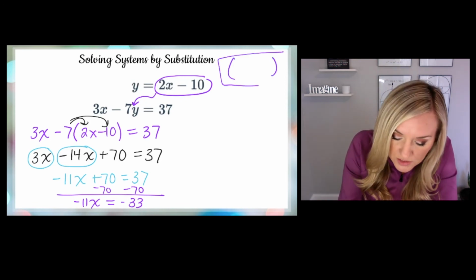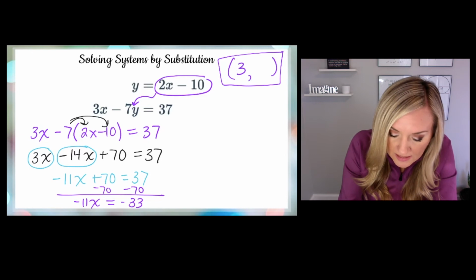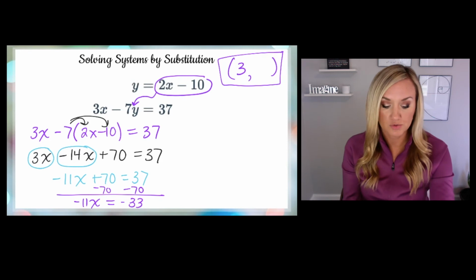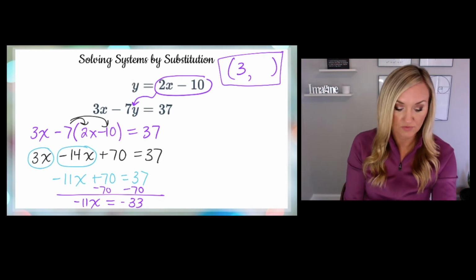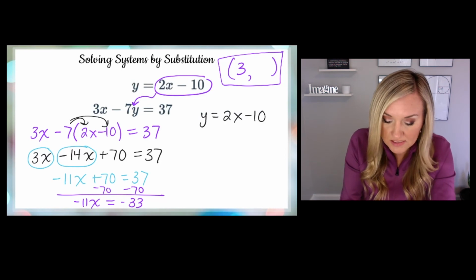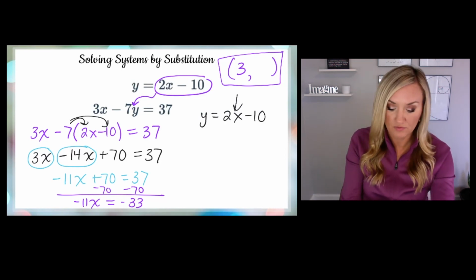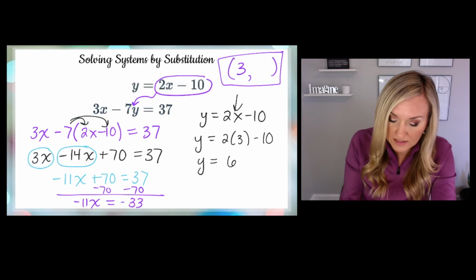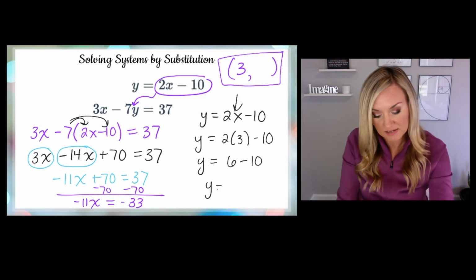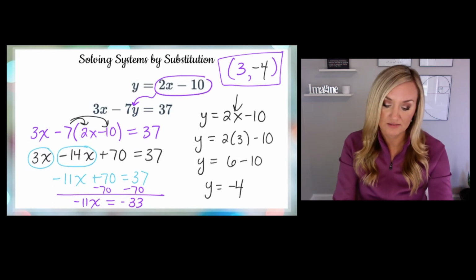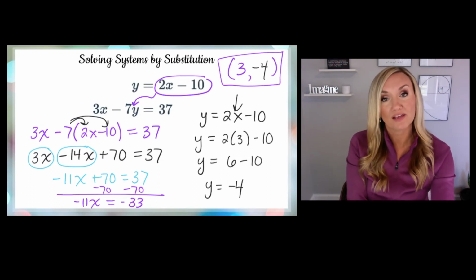So I'm going to draw my coordinate, and I know x is a positive 3. I'm going to choose that first equation to plug in for x. So I'm going to write down y equals 2x minus 10, and plug in 3 for x. So y equals 2 times 3 minus 10. Y equals 2 times 3 is 6 minus 10, and 6 minus 10 is going to give us a negative 4. And so these two lines intersect at the point 3, negative 4.